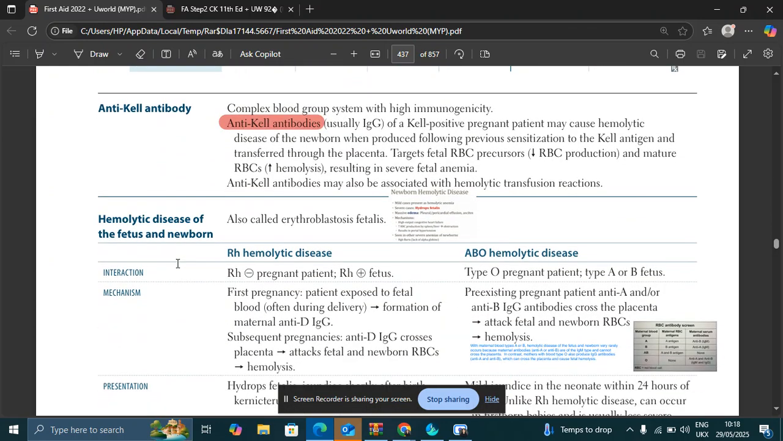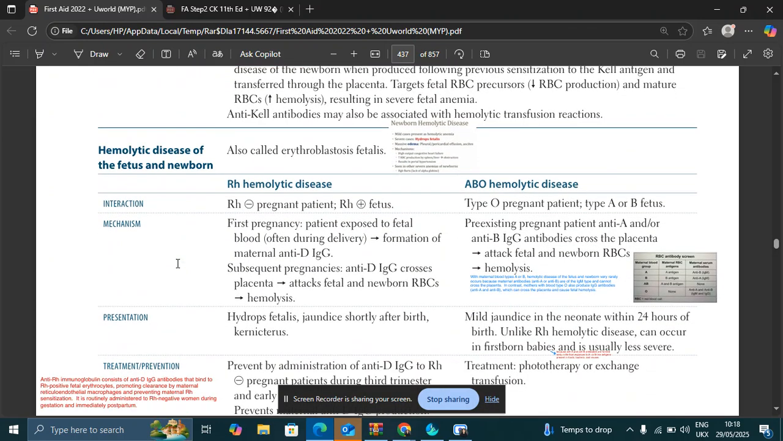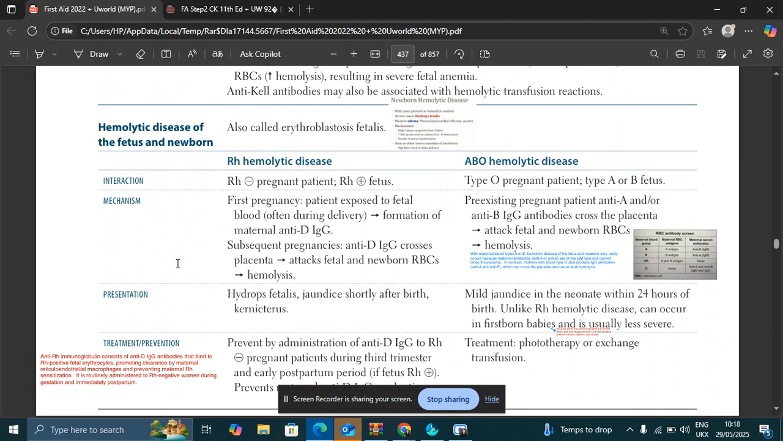Now let's talk about hemolytic disease of the fetus and newborn, which is also called erythroblastosis fetalis. First we'll talk about ABO hemolytic disease. ABO hemolytic disease happens whenever the maternal blood group is O and the fetal blood group is either A or B. Simple. Whenever the maternal blood group is O, as we have already discussed, there will be no antigen A and no antigen B on the RBC surface, but there will be anti-A and anti-B antibodies.